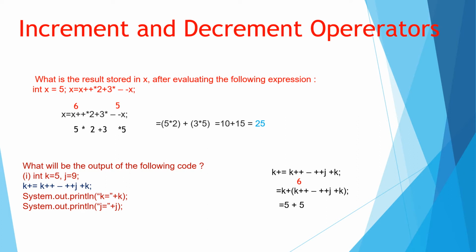Minus ++j, it is prefix. Prefix means first change it and then use it. First change and then use. And now plus k. Plus k means the original last value of k will be taken, so here plus 6. So we can say 5 minus 10 plus 6, that is 6. And the output will be as given: k = 6, because it is given in double quotes. So k is equal to the value of k, and the last value of j is 10, so j = 10.